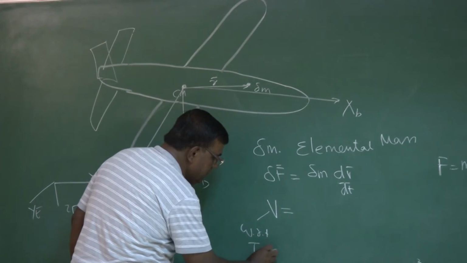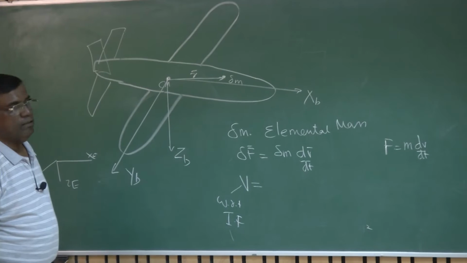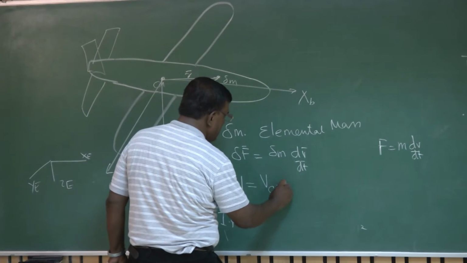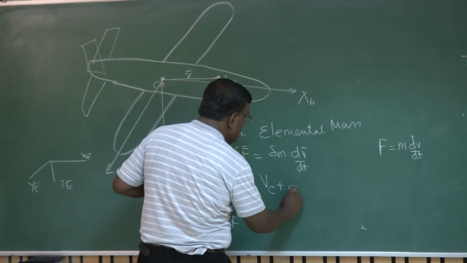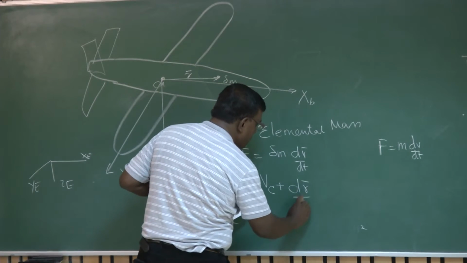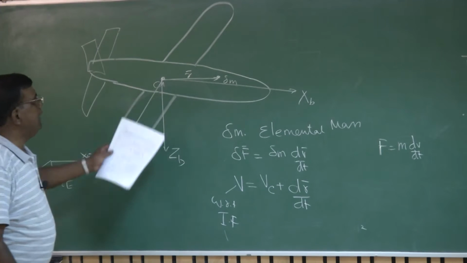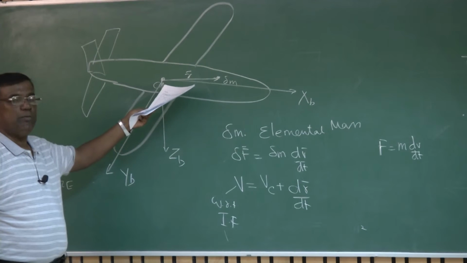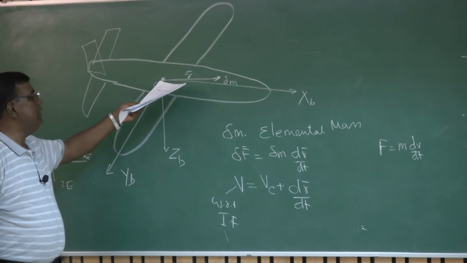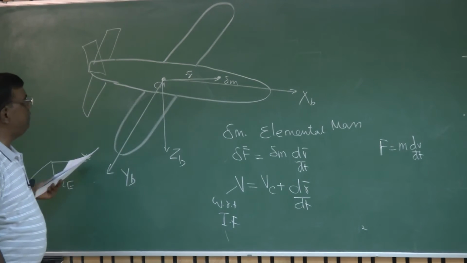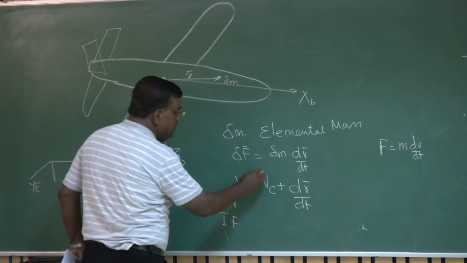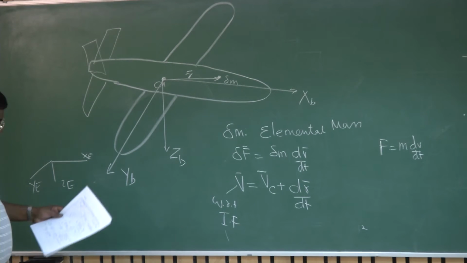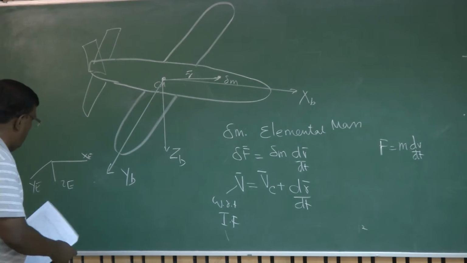the inertial frame, because we are writing Newton's laws of motion. This I can represent like Vc plus dr by dt. No objection. R is this. So what is the rate of change of R with respect to center of mass, and what is the velocity of center of mass with respect to inertial frame? If I vectorially add it, then I can represent it like this. Okay, no issues.